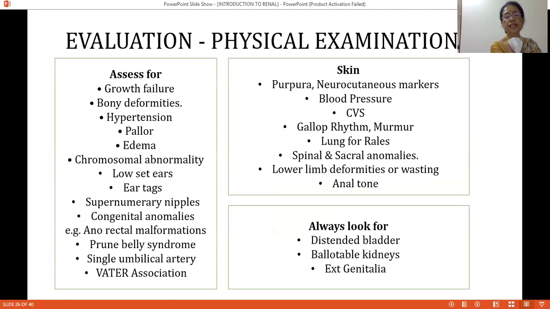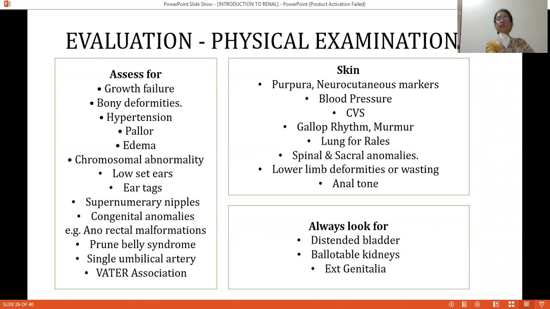Then physical examination, the previous part was history. So assessment: you see the growth. If there is growth failure, bony deformity, hypertension, pallor, edema, then it is chronic kidney disease. Then always check for chromosomal abnormality along with kidney disease: Darwinian ear tag, supernumerary nipple, congenital anomalies, anorectal malformation, Crohn-Boley syndrome, single umbilical artery, VATER.